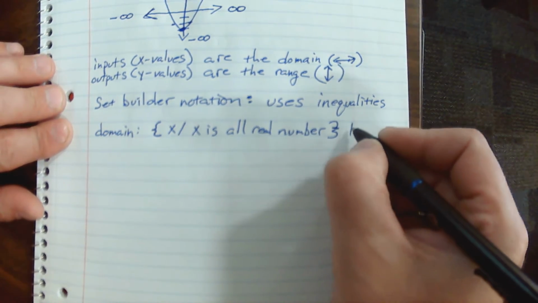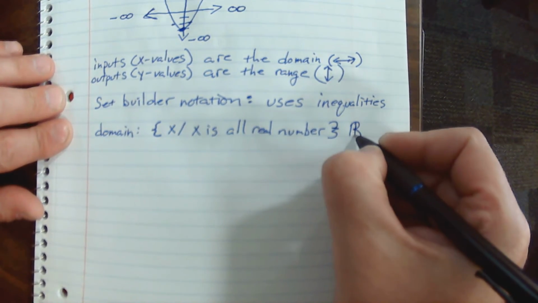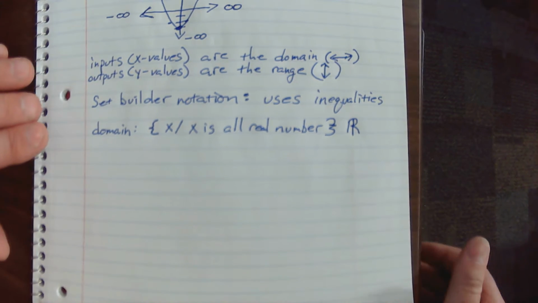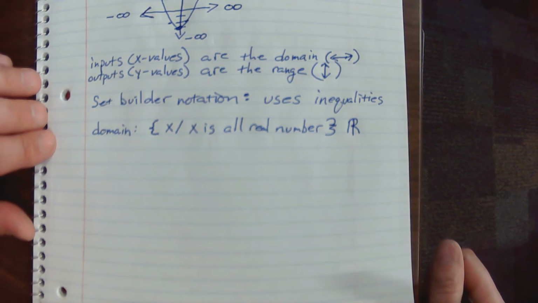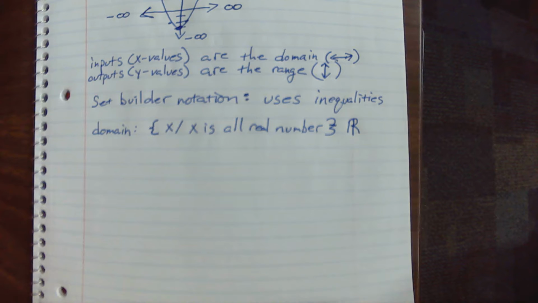Have any of you ever seen that symbol right there? The R with an extra line? That means all real numbers. I usually don't use that symbol just because it doesn't look right to me.